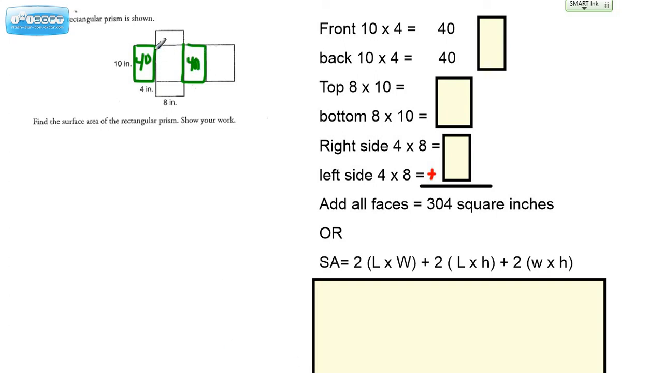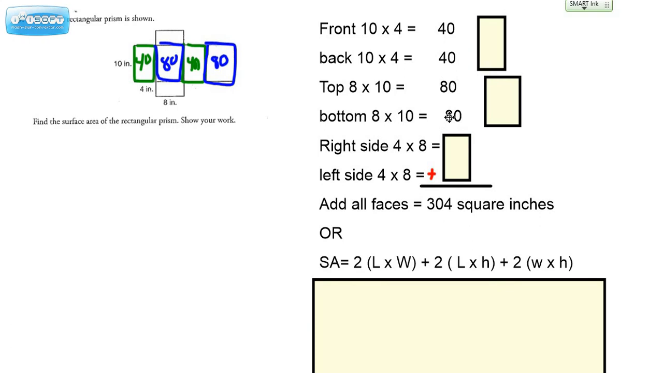And then we might have what we might call the top and the bottom, because remember we always have two congruent faces on rectangular prisms. So if this is 10, that means that this line is 10. And if this is 8, that means that this is 8. So that's a 10 by 8, which would be 80. Now in your workspace, because you remember you have to type this up, you might show top 8 by 10, bottom 8 by 10, and that you have the 80s.